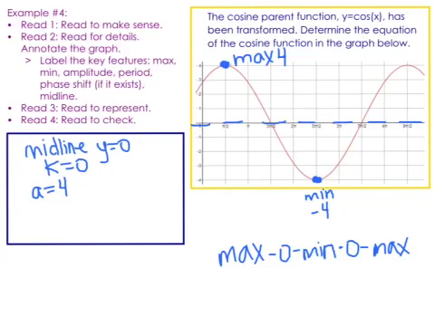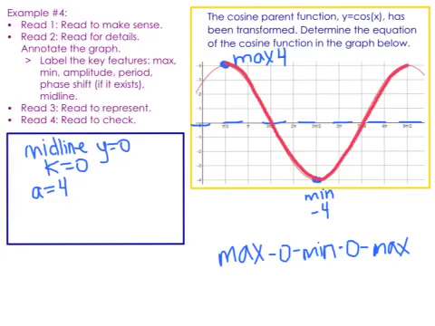Okay, so if I'm following that pattern, what I see on my graph, we gotta start high. You gotta start at this max. Then we go to the midline, and then we go to the minimum value, and then we go to the midline, and then we go back to max. So that's going to be one cycle.